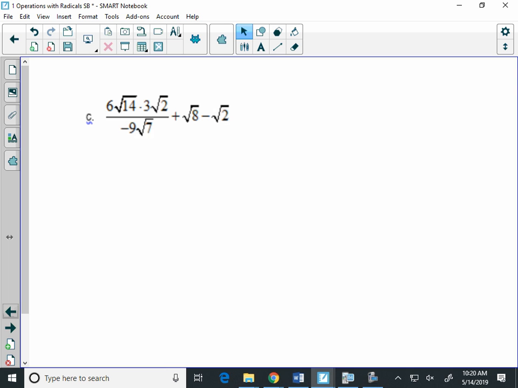We take a look at C. Whenever we have a fraction, you have to take care of everything in the top and the bottom of the fraction. So if there's stuff going on in the top, clean that up first. If there's stuff going on in the denominator, clean that up, and then worry about dividing and combining like terms. So I notice in the top of my fraction, I need to multiply. So I have to take care of that before I can do anything else.